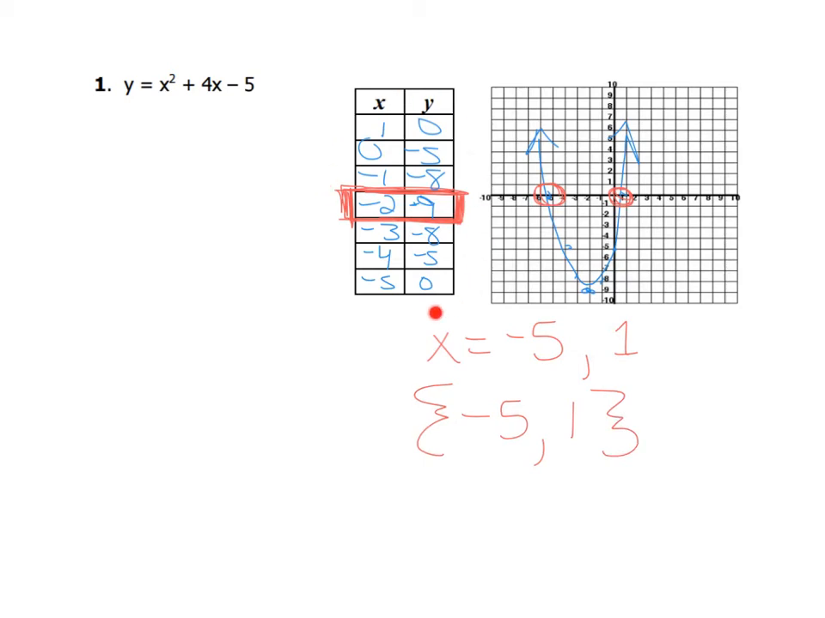Look at this table. How could I find my solutions, my roots, in the table? What's true about every x-intercept? The y value is 0, right? So there's the 1, 0. There's the -5, 0. So we can find it from the graph. We can find it from the table.